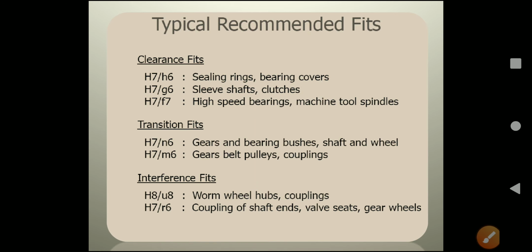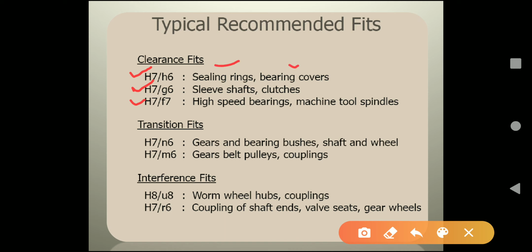For the typical recommended types of fit, you can see here there are a number of applications. Here you can see the combinations of a hole and shaft. For clearance fit it is given H7 H6, capital H7 G6, and capital H7 F7 respectively. These are used for sealing rings, bearing covers, sleeve shafts, clutches, high speed bearings, machine tool spindles.